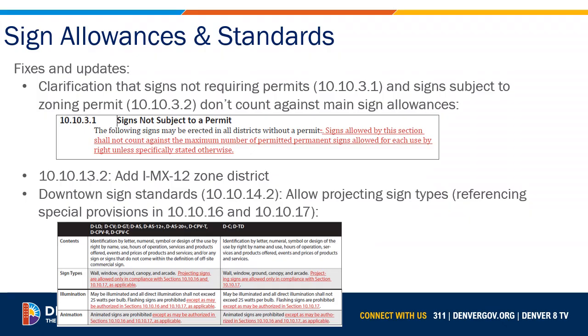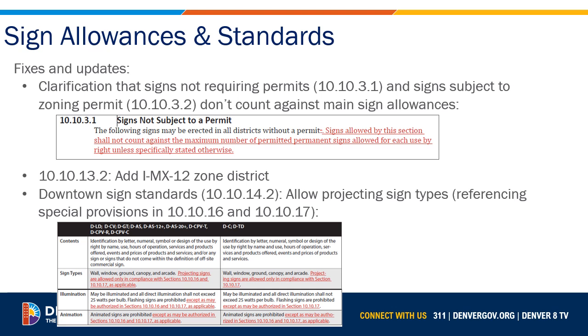First off, several small but important fixes to the sign code in Section 1010 were made. 1010.3.1, signs not subject to a permit, and 1010.3.2, signs subject to a zoning permit, were updated to make clear that the sign types in these sections do not count against the specific number of signs allowed by zone district standards in 1010.5 through 1010.20.